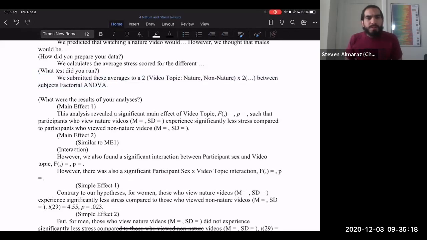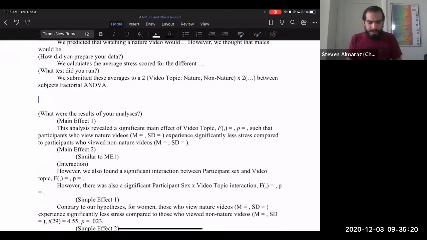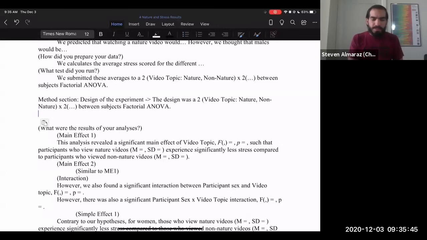Now, I want to flash you back to your method section. In your method section, you had a part where you talk about the design of the experiment. And it looked very similar to this, all right? You basically said something like, the design was a 2 by 2 factorial, all right? Or maybe something like this. We used a 2 by 2 between subjects factorial design.